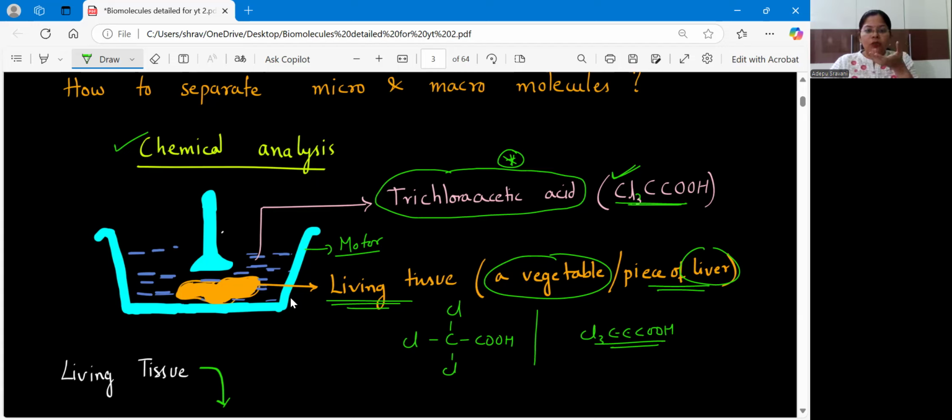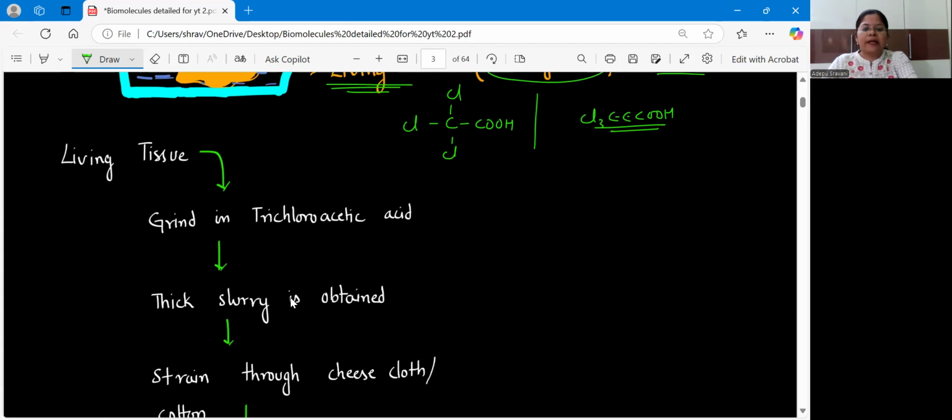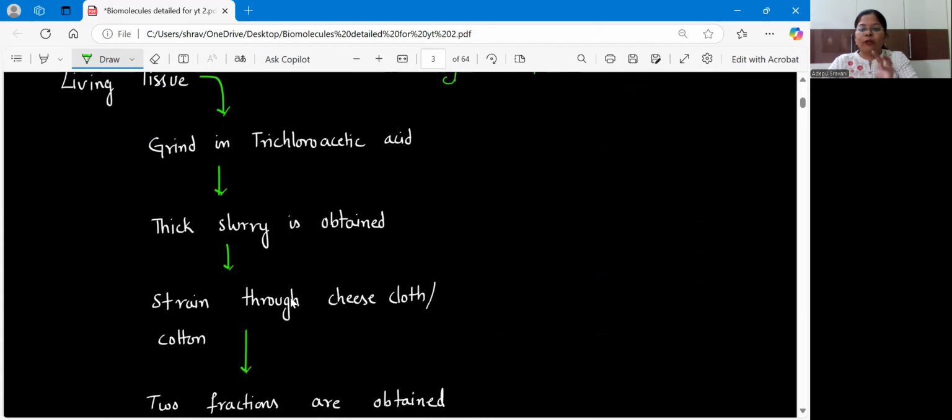So take a living tissue, put that in a mortar. Along with that, put the trichloroacetic acid, and then you grind it nicely. What do we get after grinding? We get a thick paste, and that thick paste we call slurry. Clear? Now, what you have to do with this slurry is filter it.